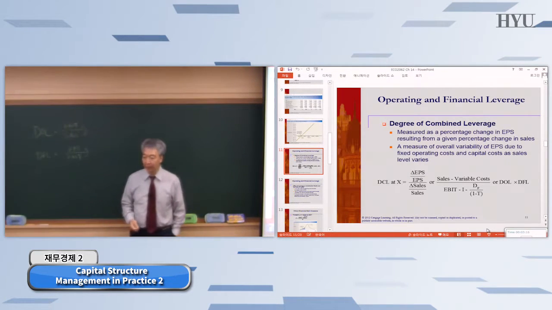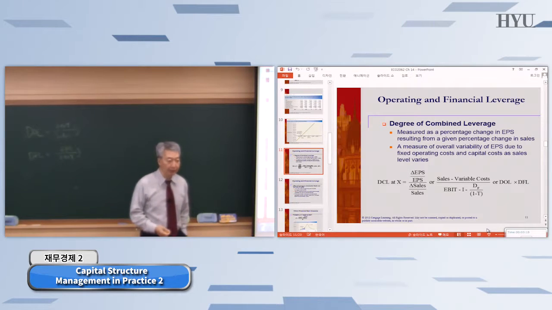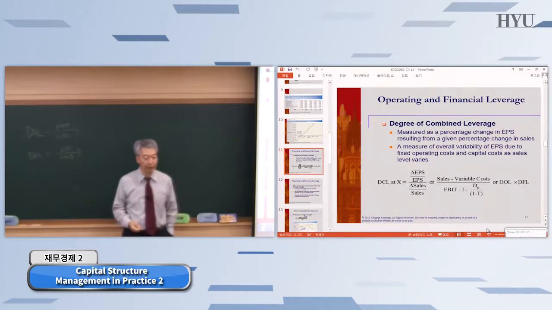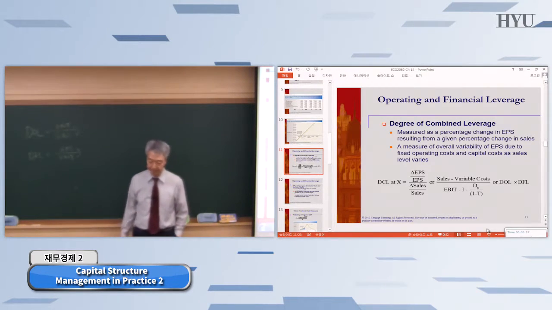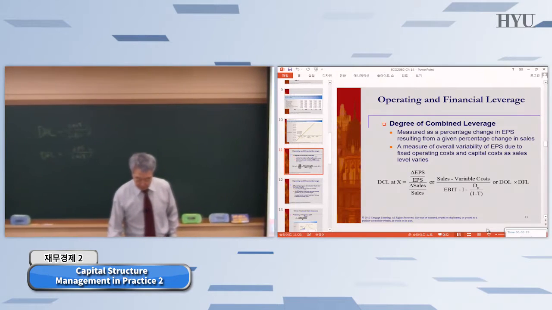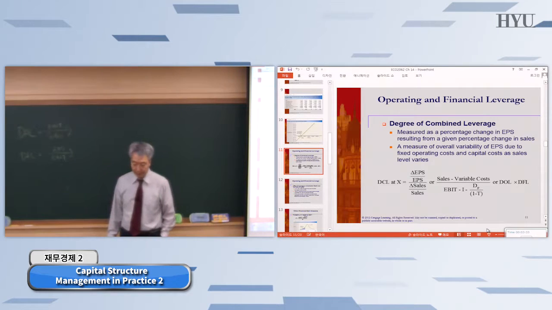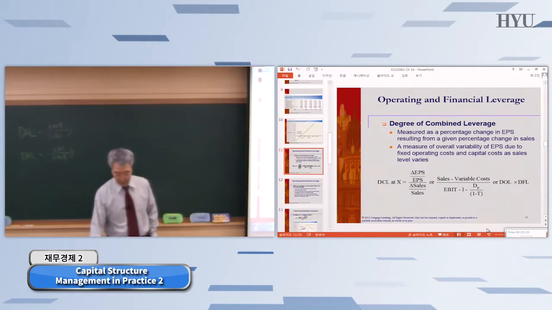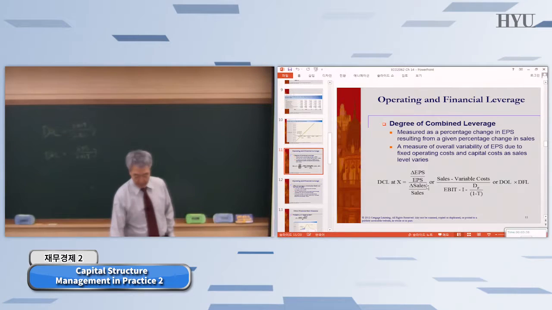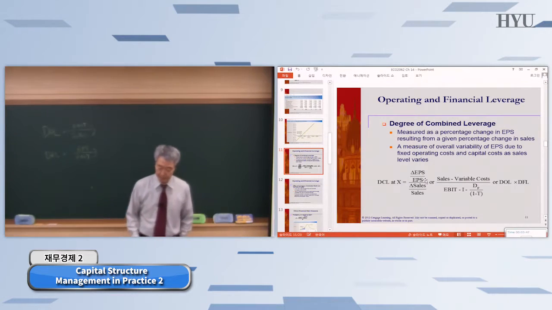But on the other side of this, the leverage is what? Risk. It also increases the risk. All right. So the degree of combined leverage (DCL) shows the relationship between sales and EPS. If there is a certain percentage change in sales, what's happening to the EPS?